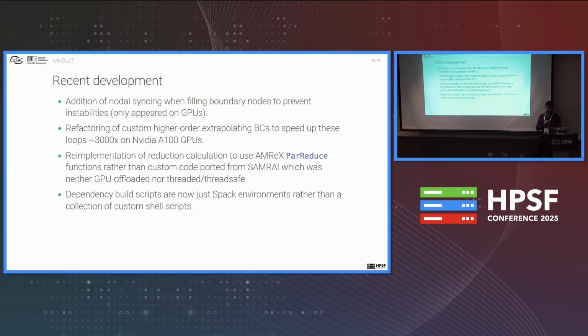We refactored the boundary conditions, and it was a 3000x speed up. I mean, it was really doing badly. They didn't use that boundary condition because it was too slow, so that was helpful. And we refactored some of their reductions to use AMReX's parallel reduction, ParReduce, rather than custom code, because it's now GPU offloaded and working much better. And linking back to another thing in HPSF, we switched the dependency build scripts and custom shell scripts to Spack environments as well.